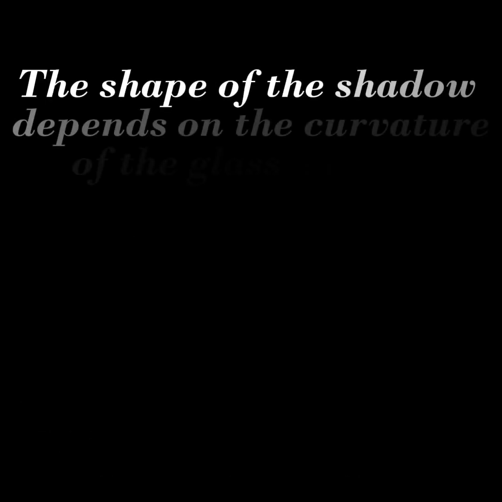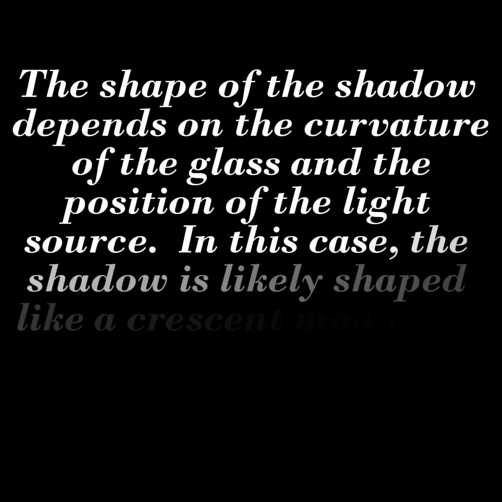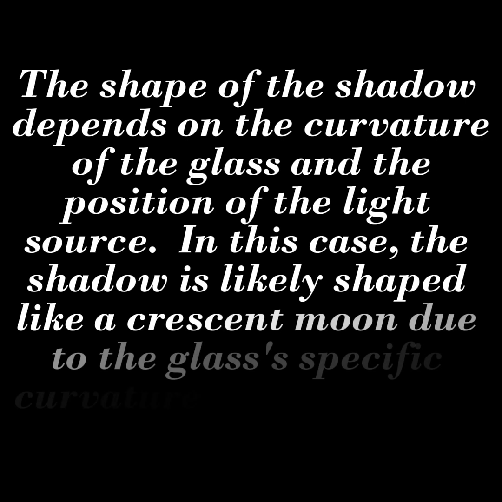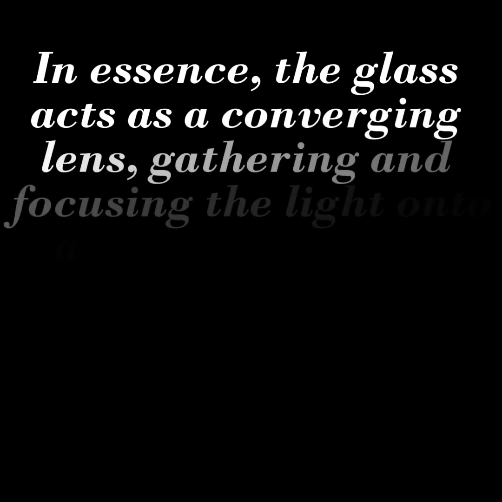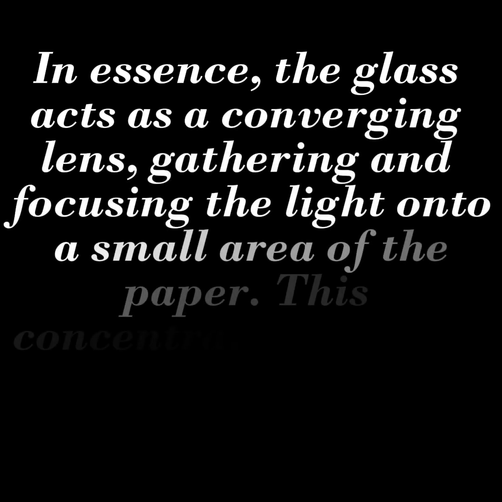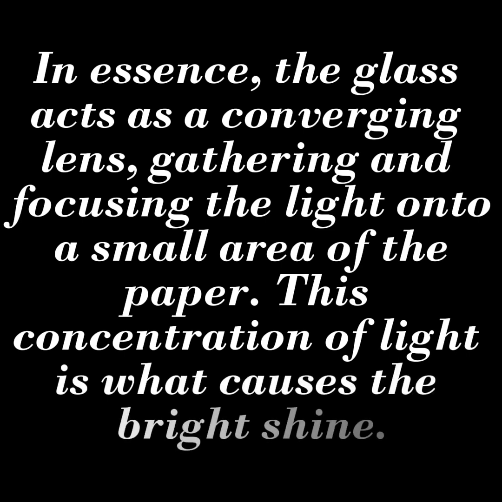The shape of the shadow depends on the curvature of the glass and the position of the light source. In this case, the shadow is likely shaped like a crescent moon due to the glass's specific curvature and the light's angle. In essence, the glass acts as a converging lens, gathering and focusing the light onto a small area of the paper. This concentration of light is what causes the bright shine.